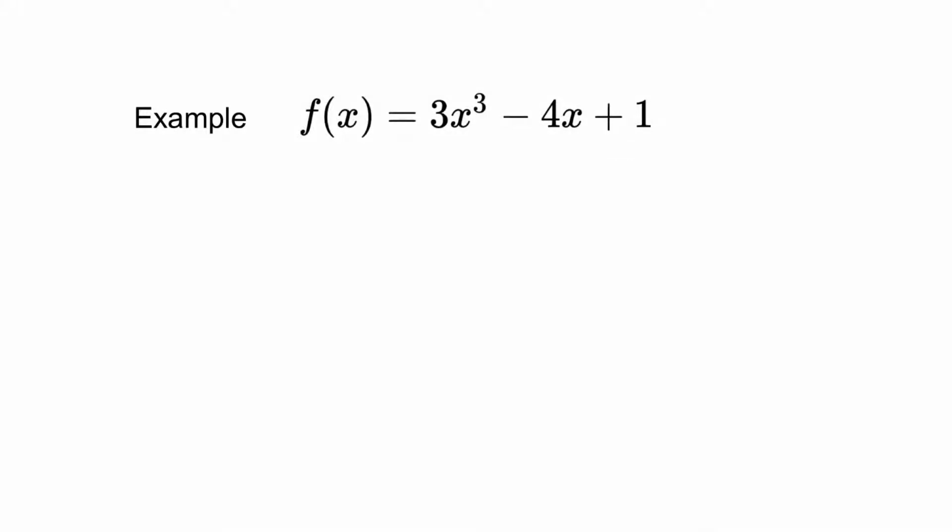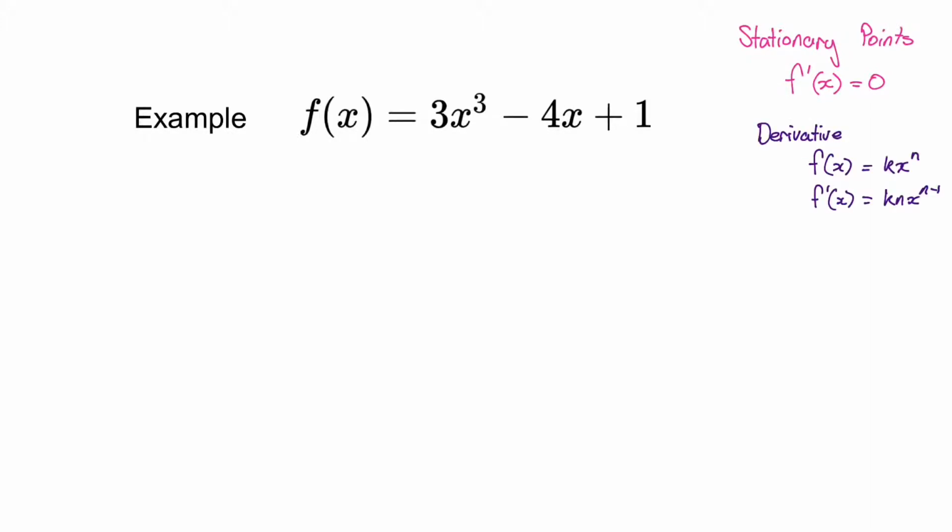Now we're going to work through finding the stationary points and their nature of this function. So the first thing we've got to remember is what a stationary point is, and that occurs when our derivative is equal to 0. So now we're just going to have to find our derivative, f prime of x.